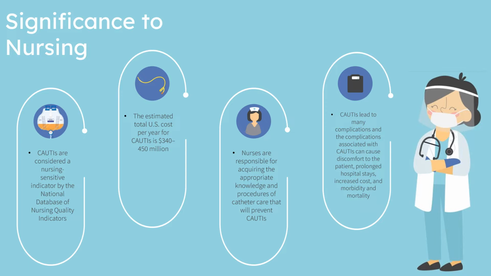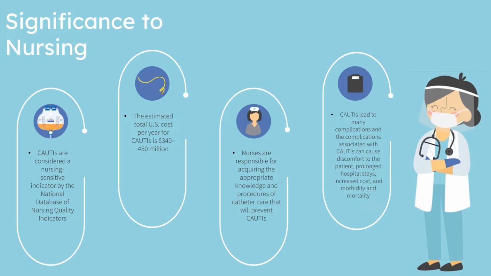Specifically, CAUTIs are classified by the Centers for Medicare and Medicaid as a never event. This means they can cause serious injury or death to patients and generate increased costs for hospitals. As of October 2008, the CMS will not provide reimbursement to hospitals for never events, incentivizing hospitals to eliminate never events altogether to prevent increased expenses and poor patient outcomes.